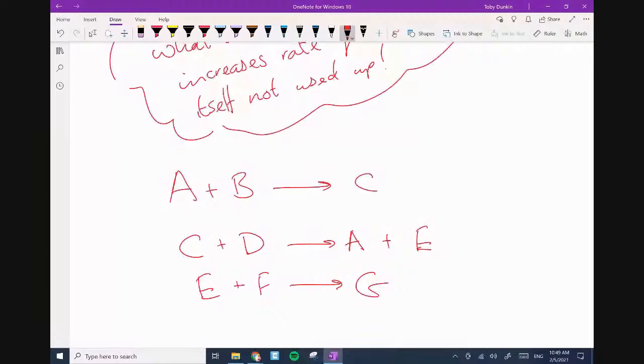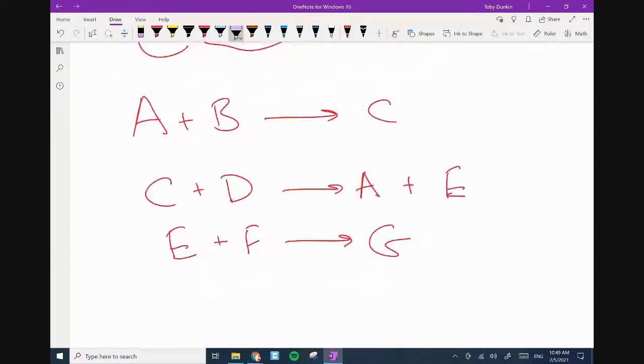Oh, you're right. He's an intermediate. Oh, C appears twice. Oh, ignore me. That was a complete stupid thing to say. I'm so sorry. A is the catalyst. C is an intermediate and E is an intermediate. The reason why is because A went in here and it was recreated here.